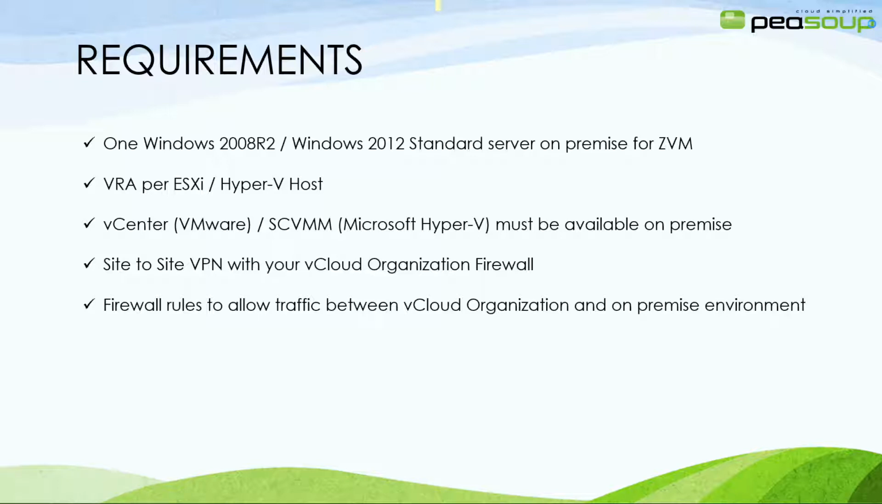We need to set up a site-to-site VPN tunnel between the on-premise location and the vCloud organization. You'll be managing this firewall yourself. With this site-to-site VPN you will have to create some firewall rules to allow traffic between the two organizations.